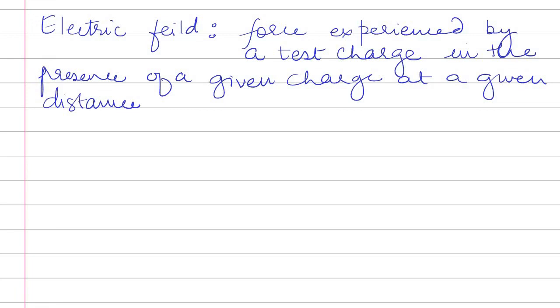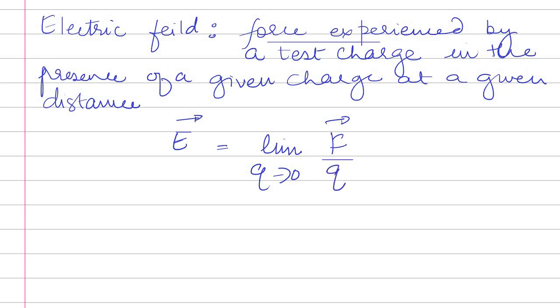Welcome to lecture 3. We start off this lecture with electric field. What is electric field? Electric field is a force field around a Coulomb charge. But it is defined as the force experienced by a test charge in the presence of a given charge at a given distance. So electric field E bar, electric field is a vector quantity. It is expressed as limit as q tends to 0, F bar, the force experienced here, divided by charge q.